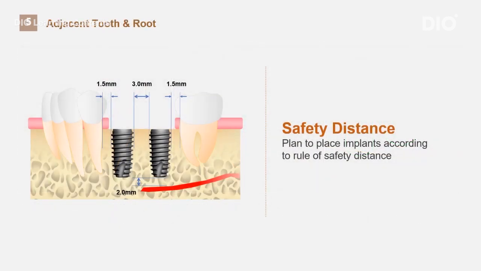I have told you the importance of the safety distance before. There needs to be at least 1.5 mm between the implant and the neighboring tooth, 3 mm between two implants, and 2 millimeters between the bottom of the implant and the alveolar nerve. Always plan to place implants according to the rule of the safety distance.